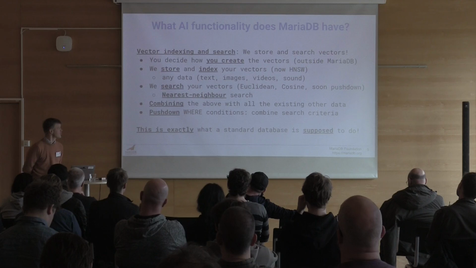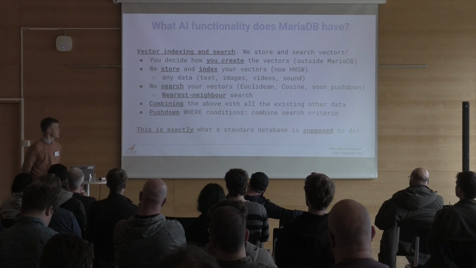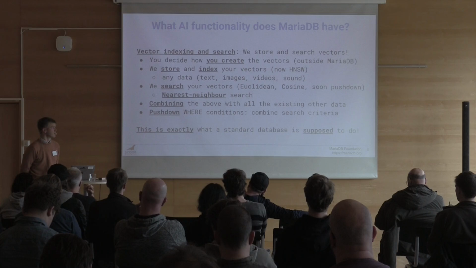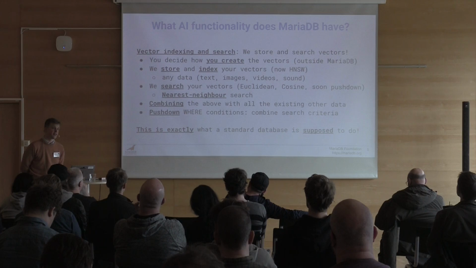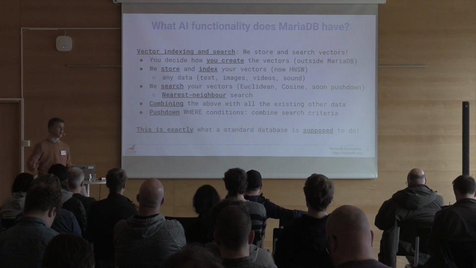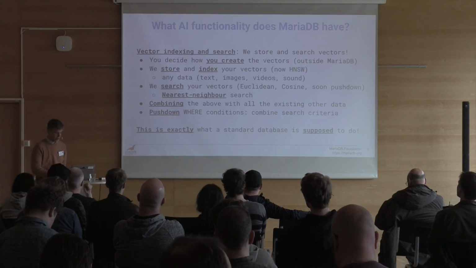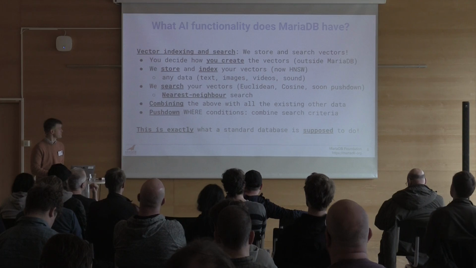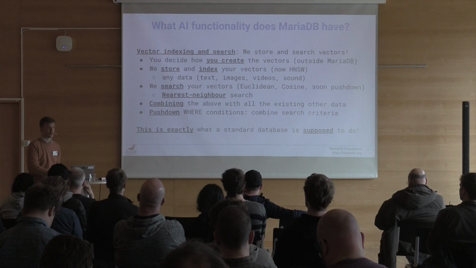MariaDB can then search those vectors, so you find the nearest neighbor to the vector you're searching for. So you know what's the closest relevant content, the closest vector to what you're searching for. And you can combine this with other criteria. So you can do a where condition where you're saying you only want European books or American books or whatever when you're searching for nearest vectors. And that's exactly what a standard open source database is supposed to do, to store and search.